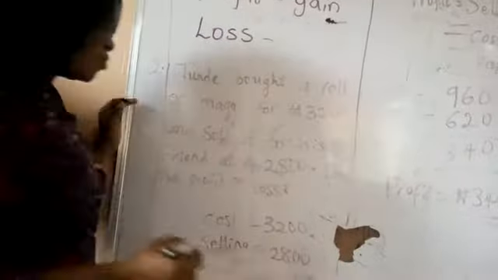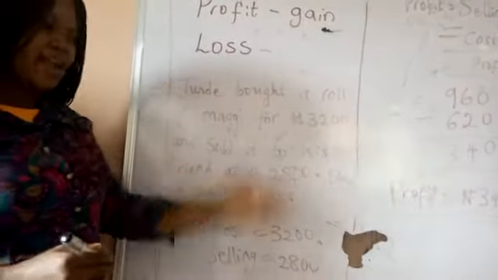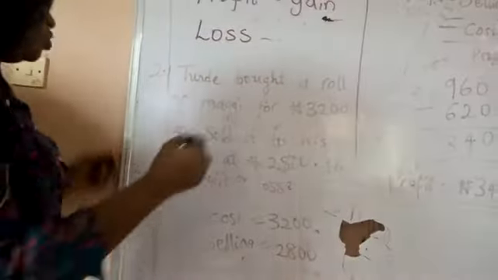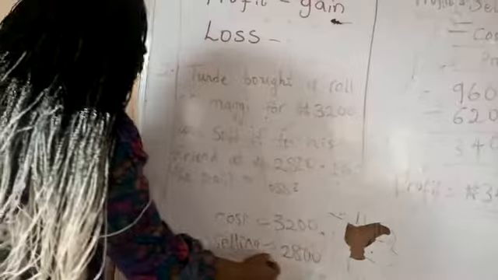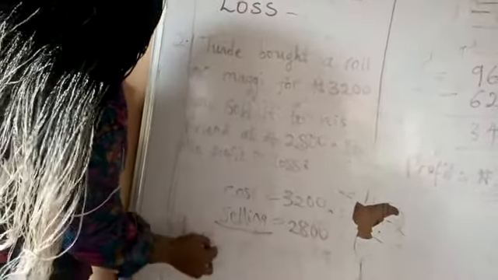The selling price is 2,800. And you remember the other time I said, whenever your cost price is higher than your selling price, it is a loss. So here you already know that because the selling price is lower than the cost price, then you have a loss.